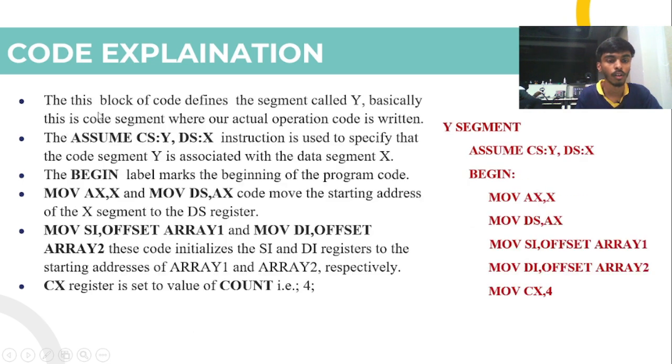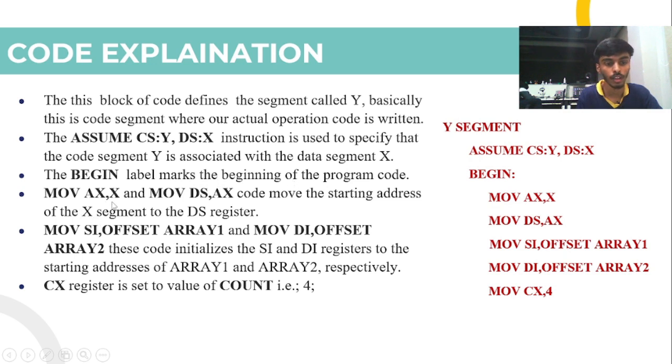The next block of code defines the segment called Y. Basically, this is the code segment where our actual operation code is written. The ASSUME CS:Y, DS:X instruction is used to specify that the code segment Y is associated with the data segment X. The begin label marks the beginning of the program code.